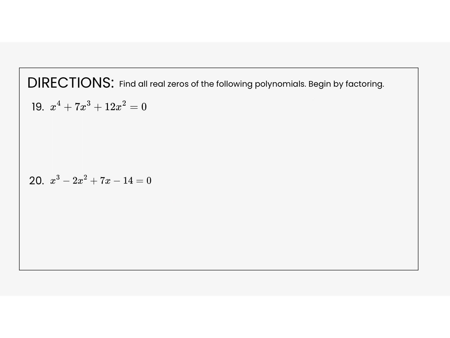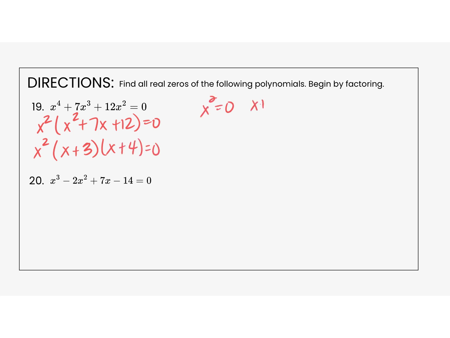Let's look at 19 and 20. We're just going to fly through these examples. GCF is x squared. So I'm left with x squared plus 7x plus 12. That leaves me with multiples of 12 would be 3 and 4. So x plus 3, x plus 4. Again, we're just setting those all equal to 0 after we factor. So x equals 0, x equals -3, x equals -4.